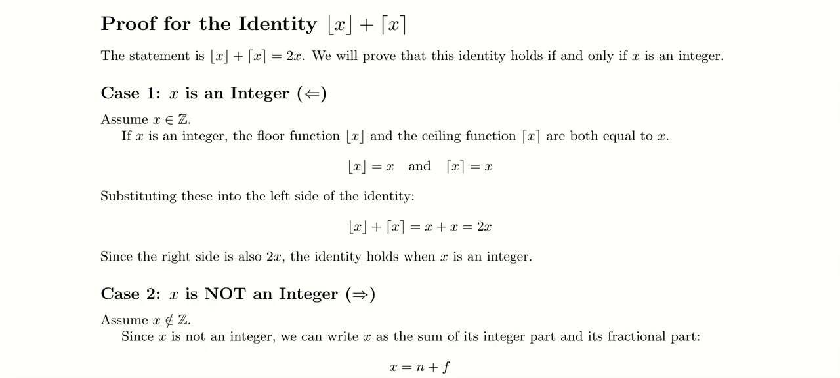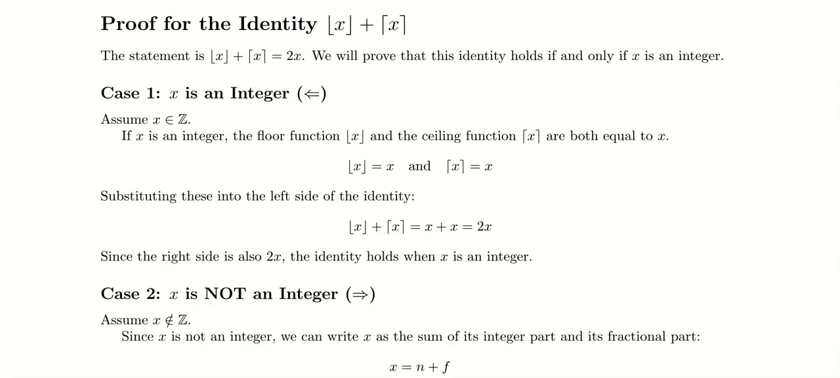So if x is an integer, then the floor function and the ceiling function are both equal to x. There's no fractional part to consider. So the floor of x plus the ceiling of x is x plus x, which is 2x. And so 2x equals 2x, the identity holds.